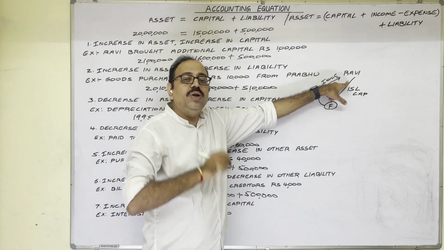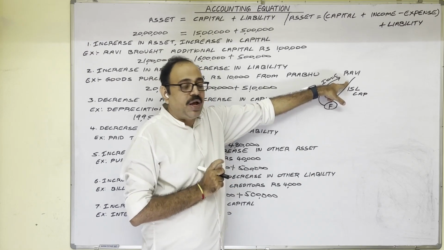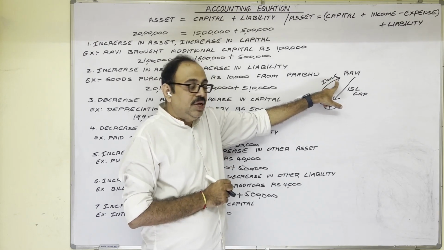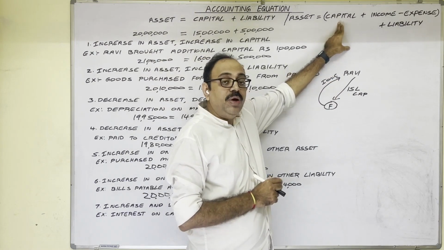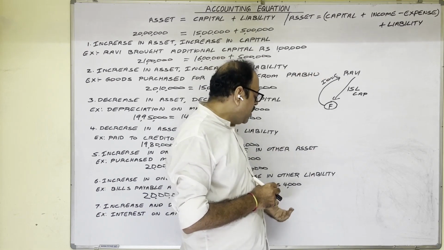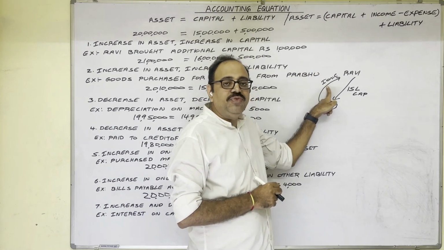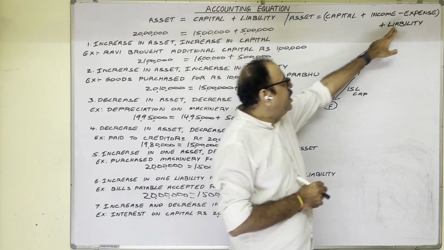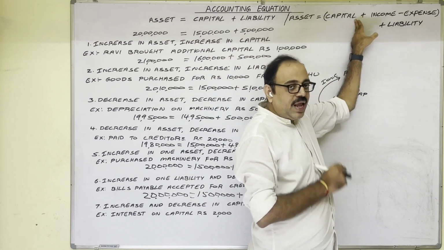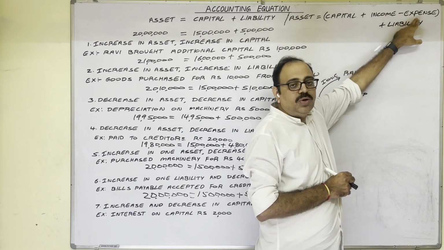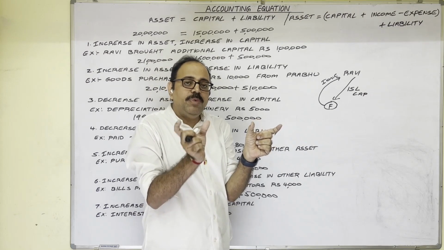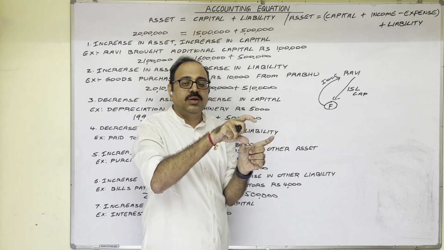Means this is also owner's money. So now owner's money is 15 lakh rupees plus 2,000 rupees. Means capital is increased by 2,000 rupees. And interest on capital is an expenditure to the firm now. So expenditure we should subtract from capital. Capital 15 lakh minus 2,000. So to this 15 lakh, interest on capital 2,000 we are adding.